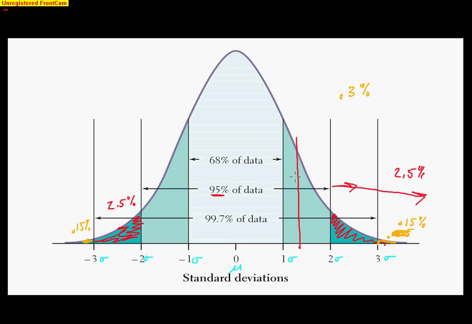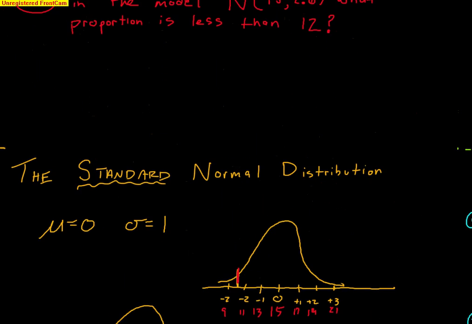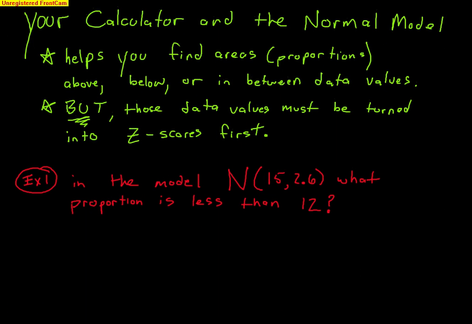In order for the calculator to give me the percentage of data below this line or above this line, I need to give the calculator my z-score. I need to have the z-score to do it. So let me teach you how to do this. So here's the first example.